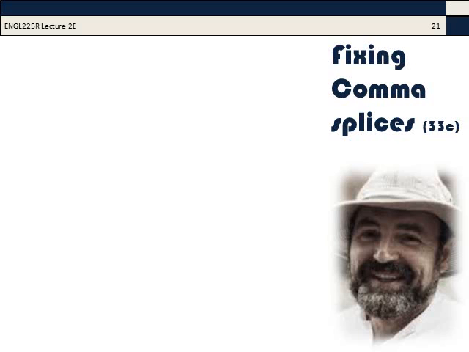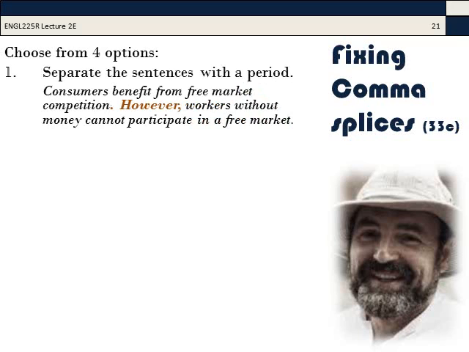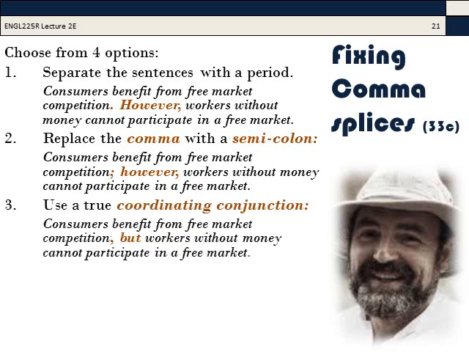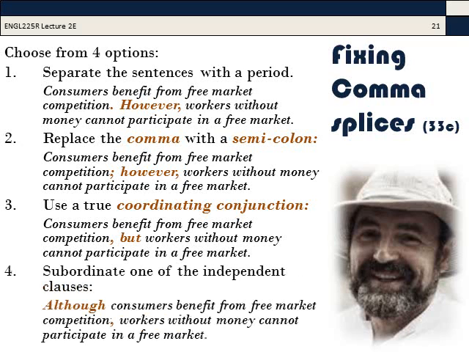Once you find a comma splice, you need to fix it, and you have four options. First, separate the sentences with a period, as you see here. Second, replace the comma with a semicolon. Third, use a true coordinating conjunction. Replace however with but. Fourth, subordinate one of the independent clauses: although consumers benefit.